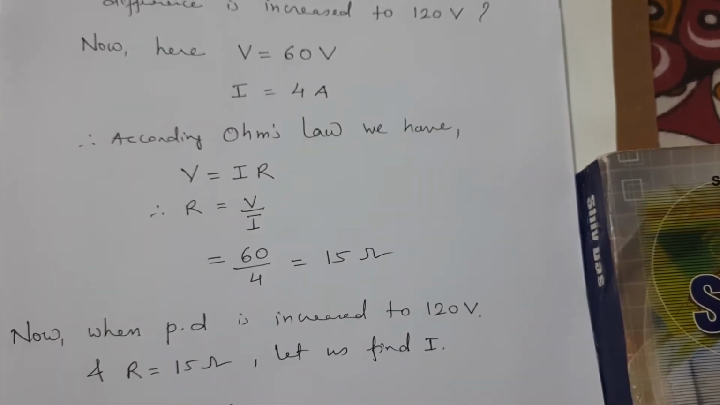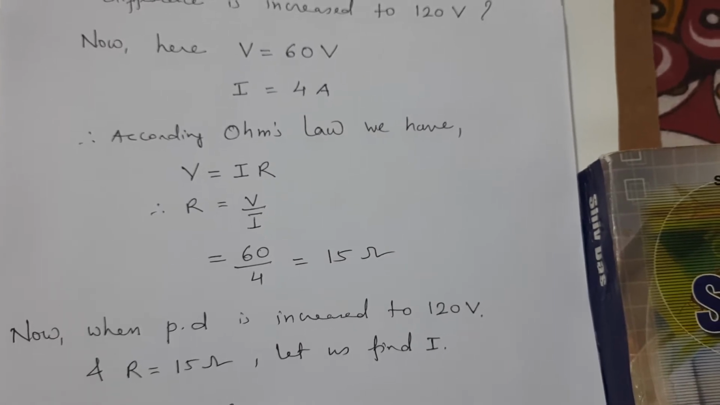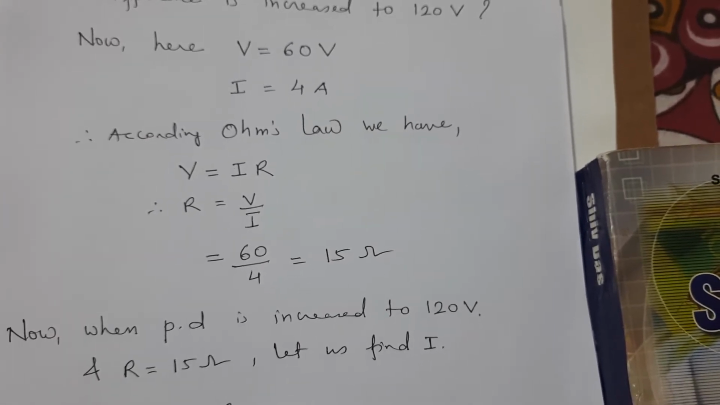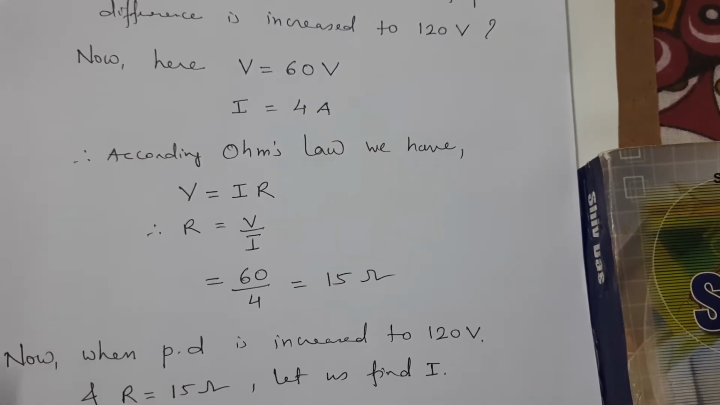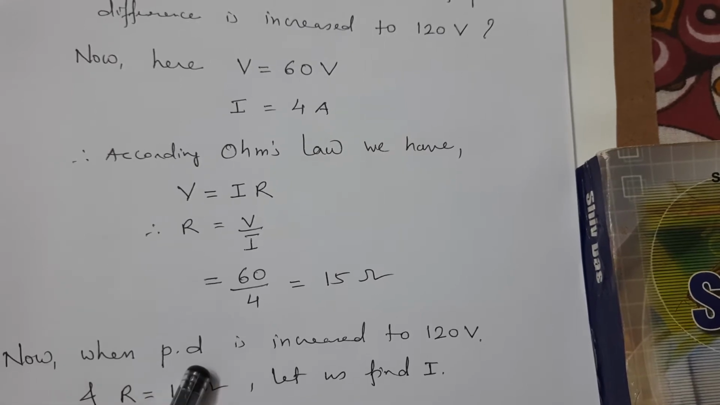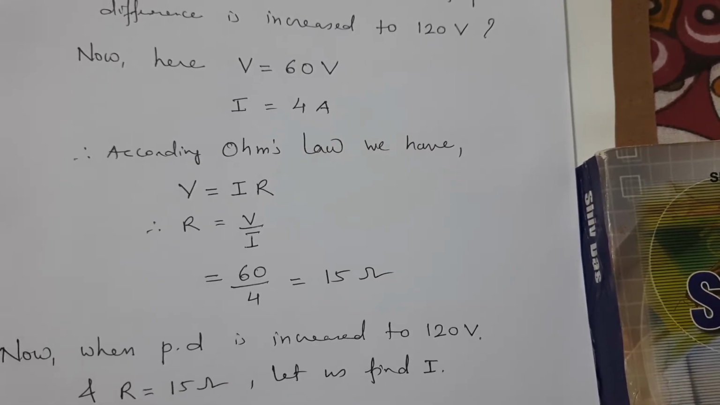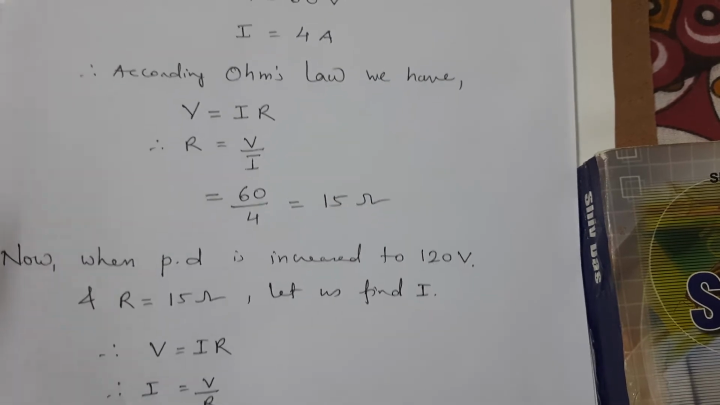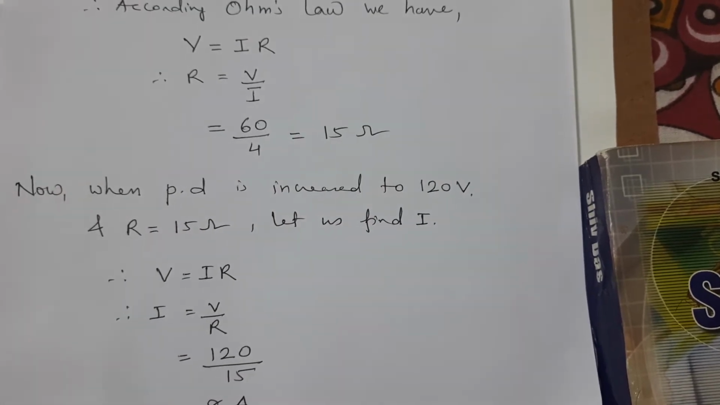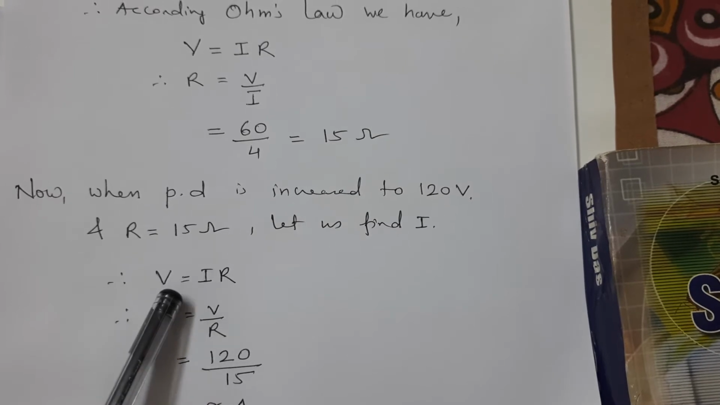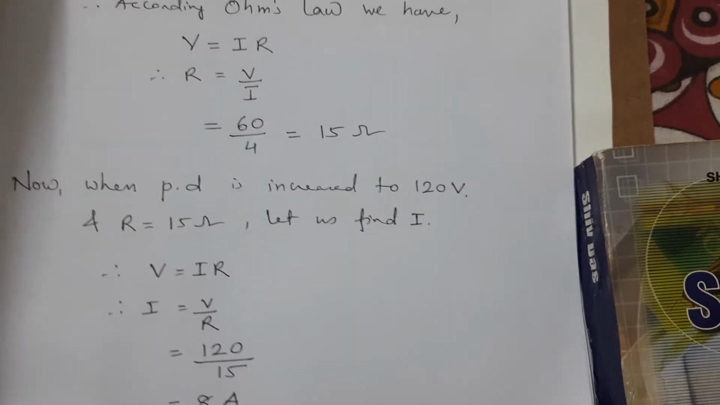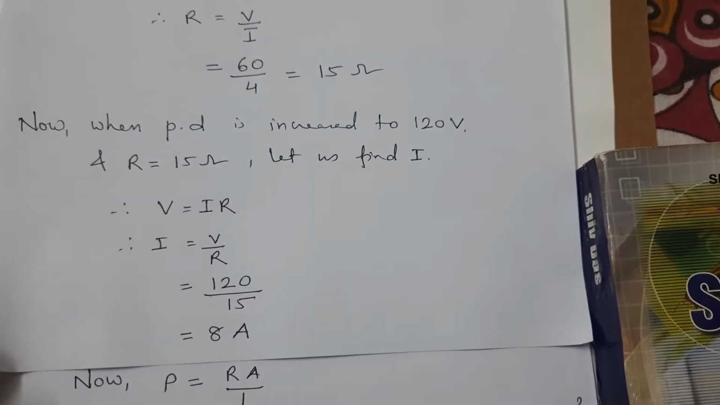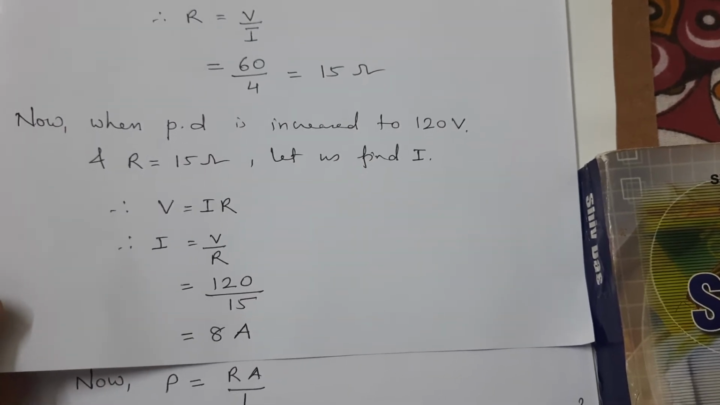So we want to find the resistance first. R is equal to V upon I. So 60 upon 4 will give us 15 ohm. Now when the potential difference increases to 120 volt and R is 15 ohm, let us find I. V is equal to IR, so I is equal to V upon R. 120 upon 15 will give us 8 ampere. So it will be drawing 8 ampere current.